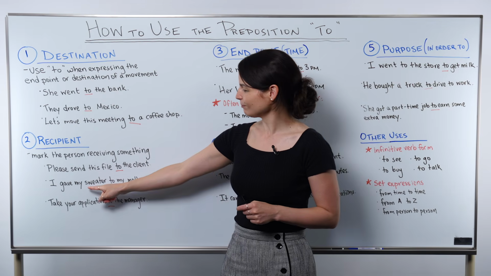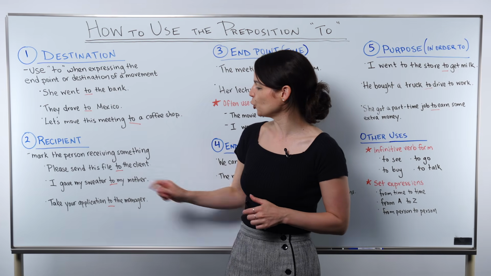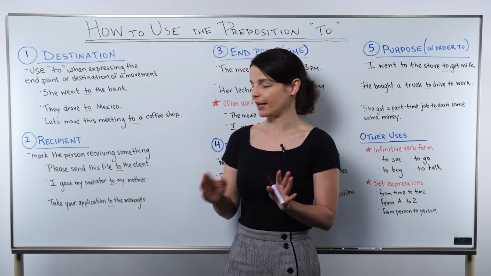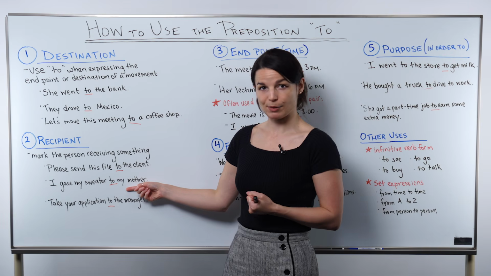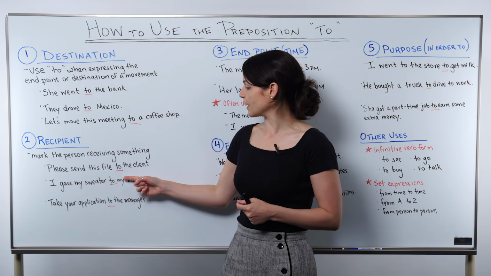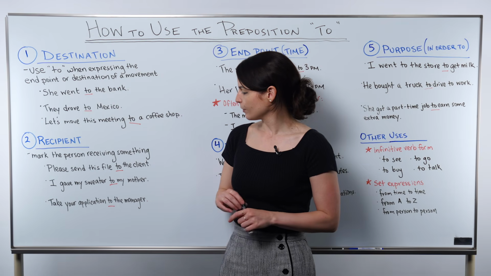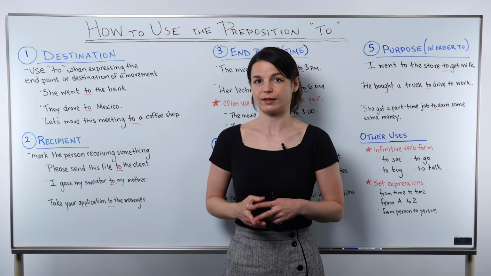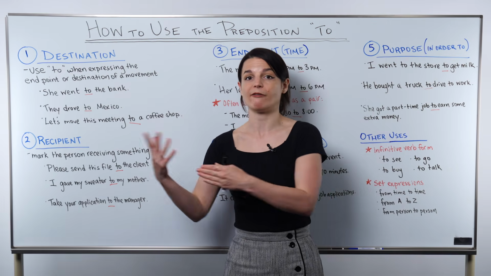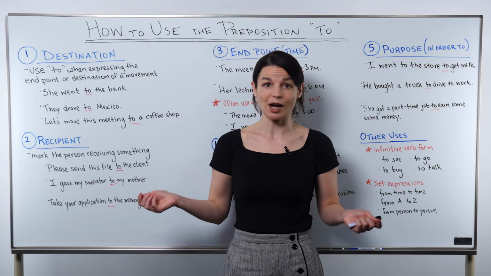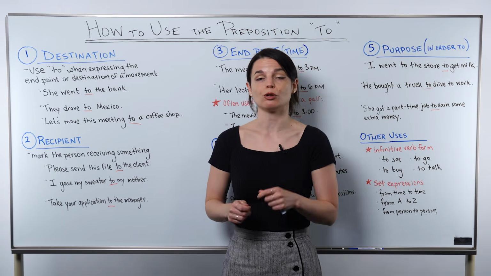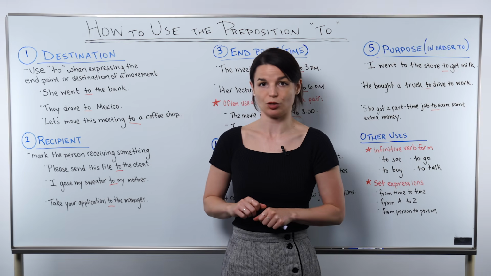Next one. "I gave my sweater to my mother." Again, my mother is the recipient of this object, my sweater. So this is one kind of example sentence. There are other ways to talk about giving and receiving. For example, "I gave my mother my sweater" is also 100% correct. It's just a different pattern that you can use to express this giving and receiving situation.